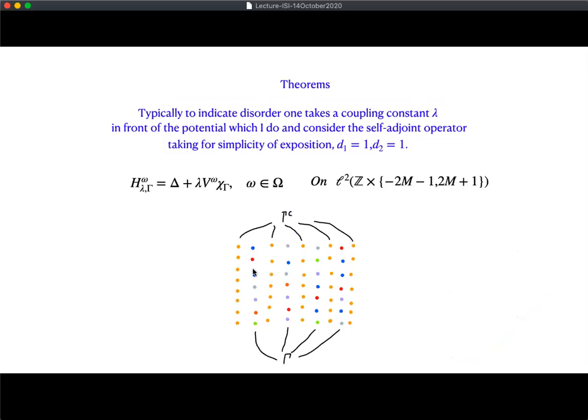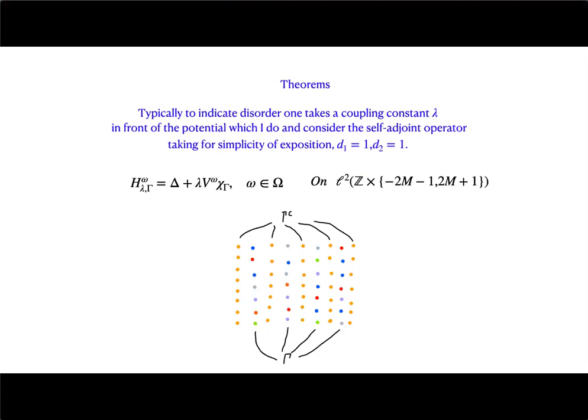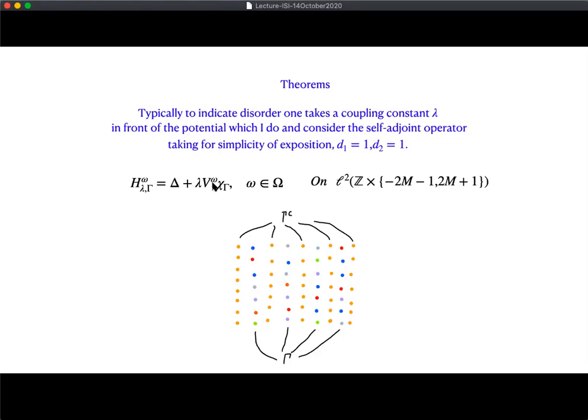So to mention the theorems, typically to indicate disorder, one takes this coupling constant lambda that I wrote down. When lambda is large, you say large disorder. The reason is that when the potential V at a point is, say, 1, then for a large lambda, this will be very large. If the value of the potential is, say, 1 over lambda, then the value of lambda times V would be 1. And similarly for positive and negative. So this just blows up the size of the potential at a point.